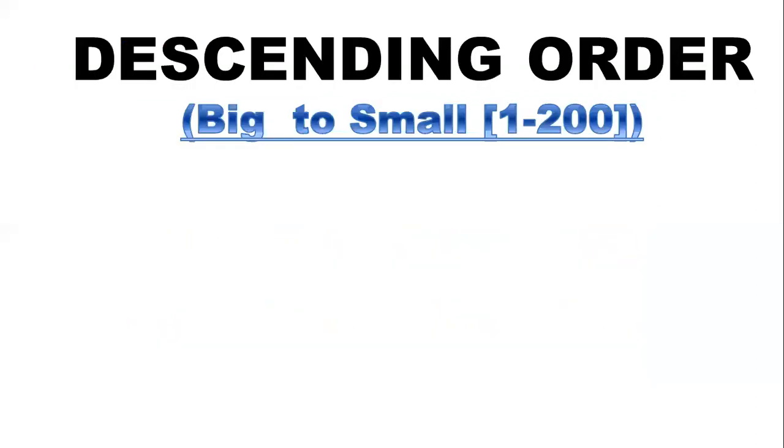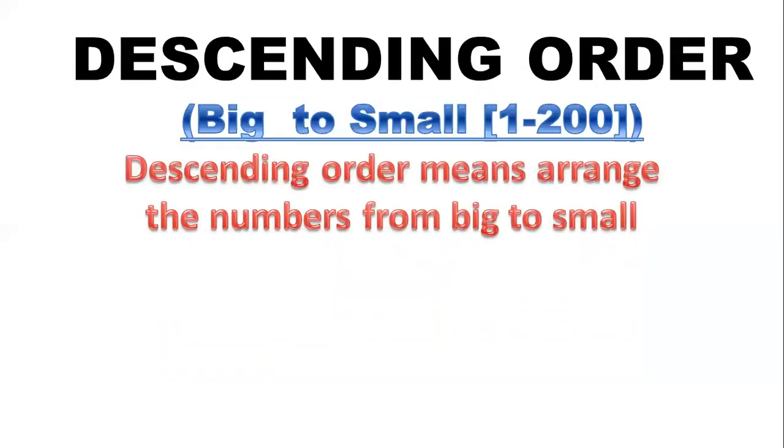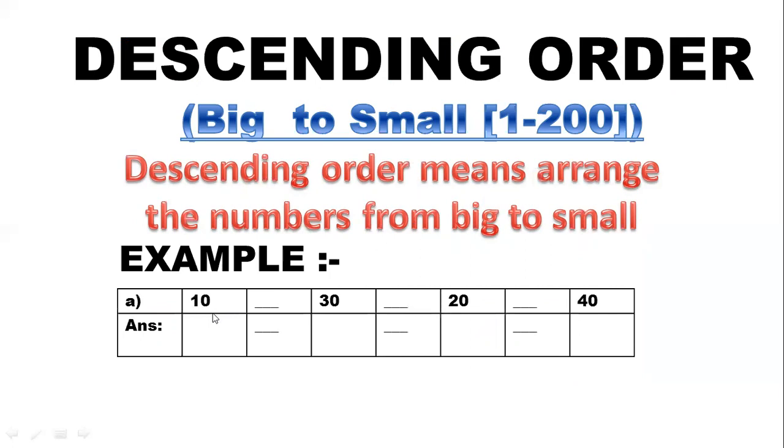Now let's come to the descending order. Descending order means going from big to small. Descending order means the numbers we have to arrange from big to small. Let's take one example. Here again the same question we have taken: 10, 30, 20 and 40. So first which number will come? Big or small? Big number. So first will be 40.